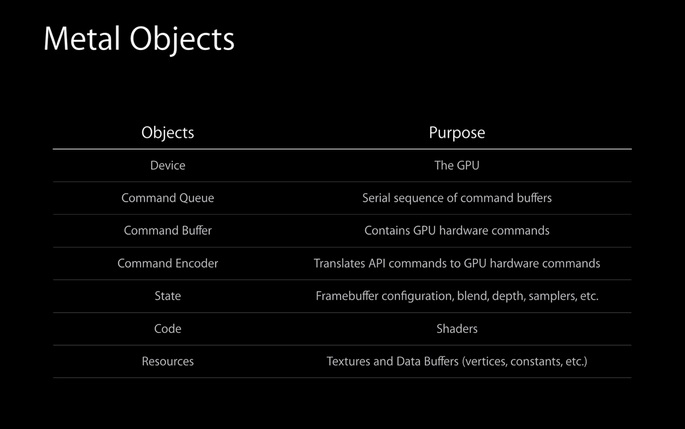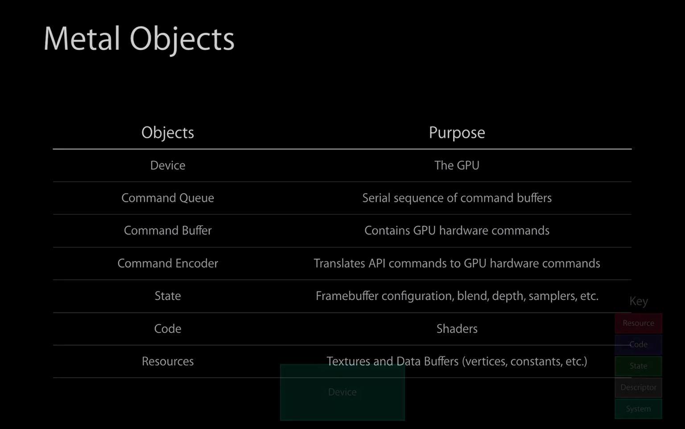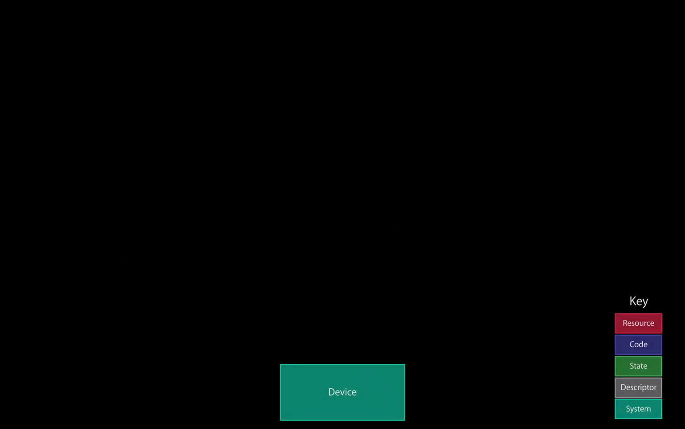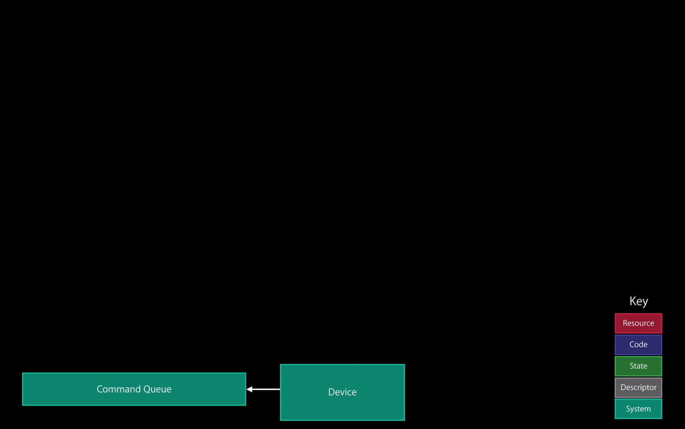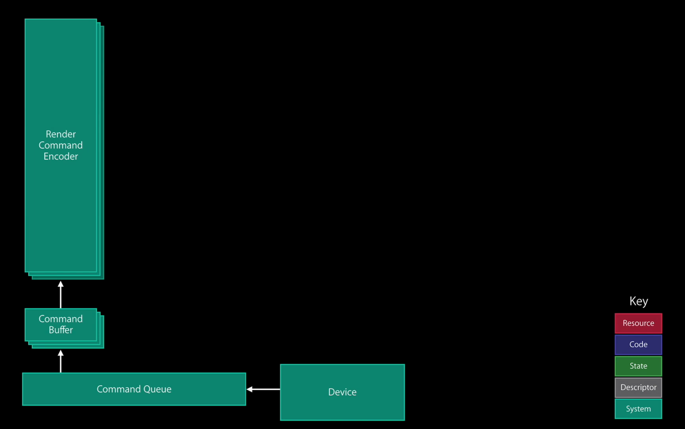So let's take a look next at how these objects fit together by walking through how we construct the objects in the API. So the first thing you have is the device. As we said, the device is the GPU, the thing that's going to consume your commands. And from that, you create the command queue. And typically, you'll have one of these in your application. From the command queue, you'll create one or more command buffers to use to store the hardware commands, and you'll write into those commands with the render command encoder in this example.